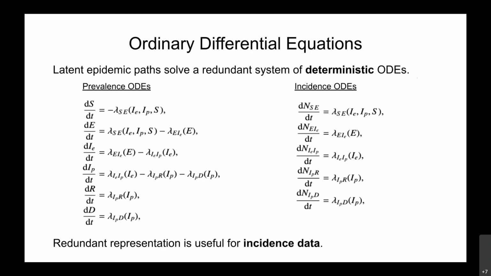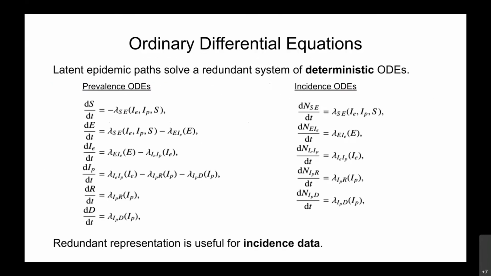And one thing that we have to know here is that both case data and death counts are incidence counts. For that reason, it's really important to track changes in cumulative incidence of cases, that is IE to IP transitions, and cumulative changes in cumulative deaths. So we use this redundant representation of the deterministic ODEs. Here on the left, we have the canonical SEIR prevalence ODEs, and on the right, we will have incident ODEs that describe cumulative numbers of transitions throughout the process.